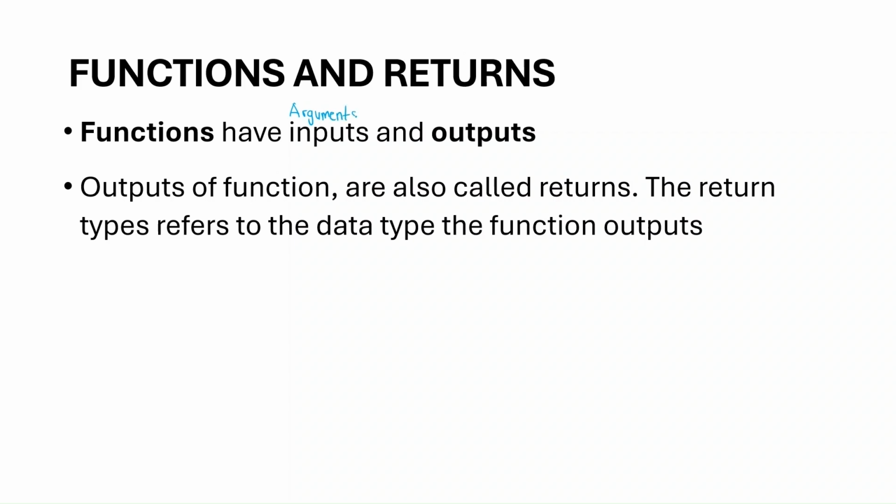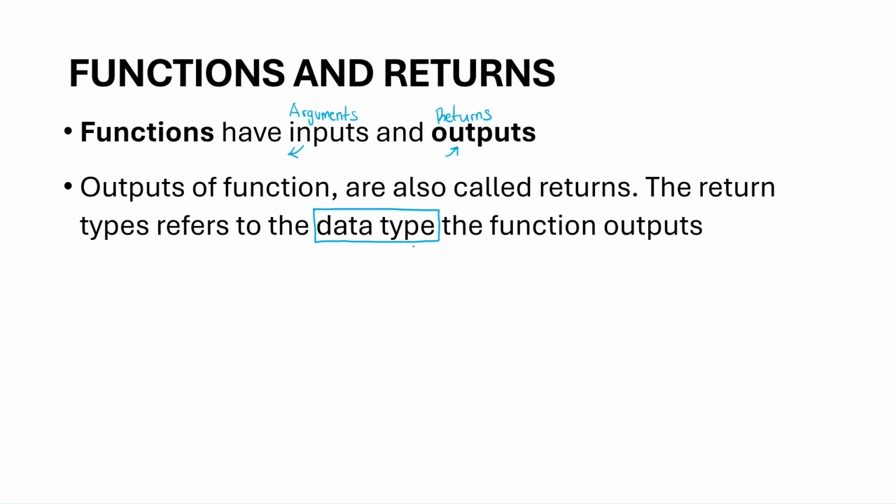So what about functions and their returns, their outputs? We've seen that arguments are the inputs into functions, and the returns are what you get back out from the function. Outputs are also called returns from your function, and the return type refers to the data type the function outputs. Now this is very important.